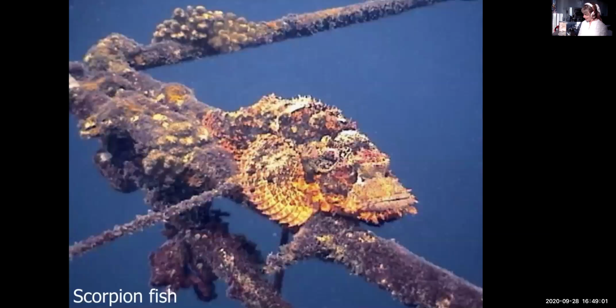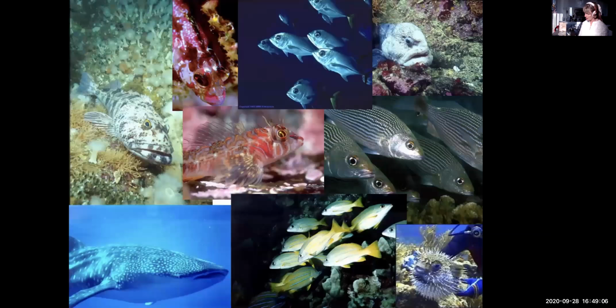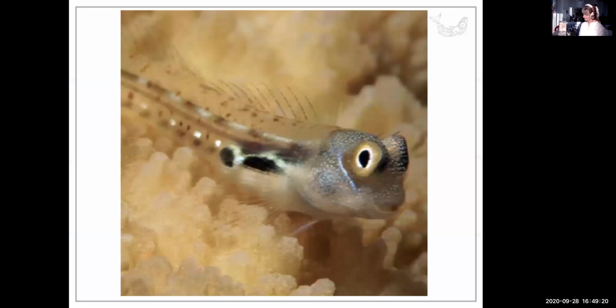So, yeah, there's a huge variety of fishes. Lingcod, different kinds of cod, pufferfish, shark. This is a whale shark. Yeah, so a finned aquatic vertebrate with gills.